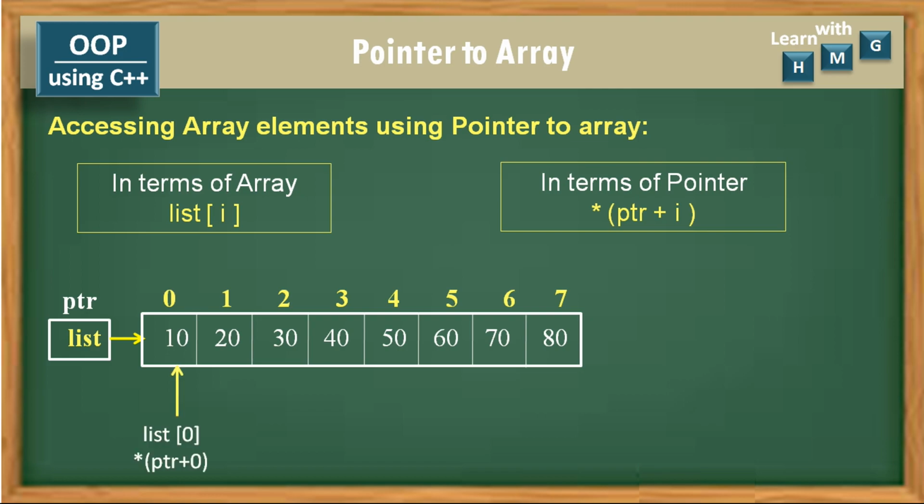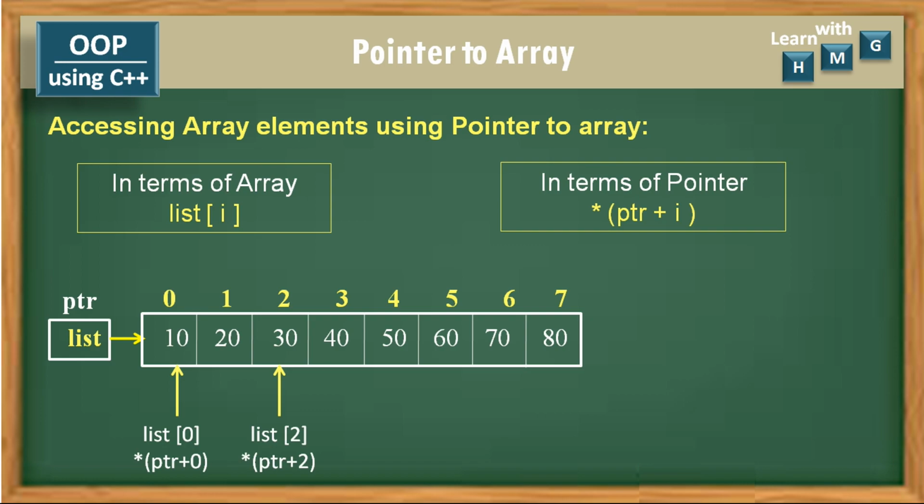Suppose I want to access element number 0. I will access it in my program as list of 0 or star ptr plus 0. List of 0 is in terms of your conventional array notation, and star ptr plus 0 is the pointer notation to access the element number 0.